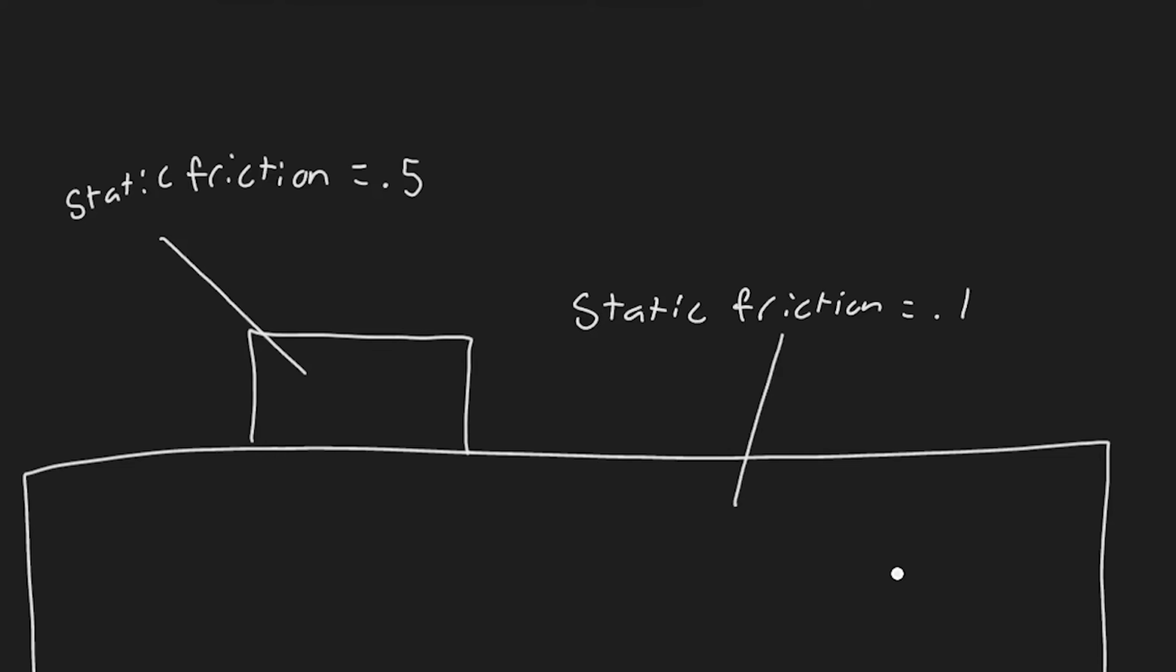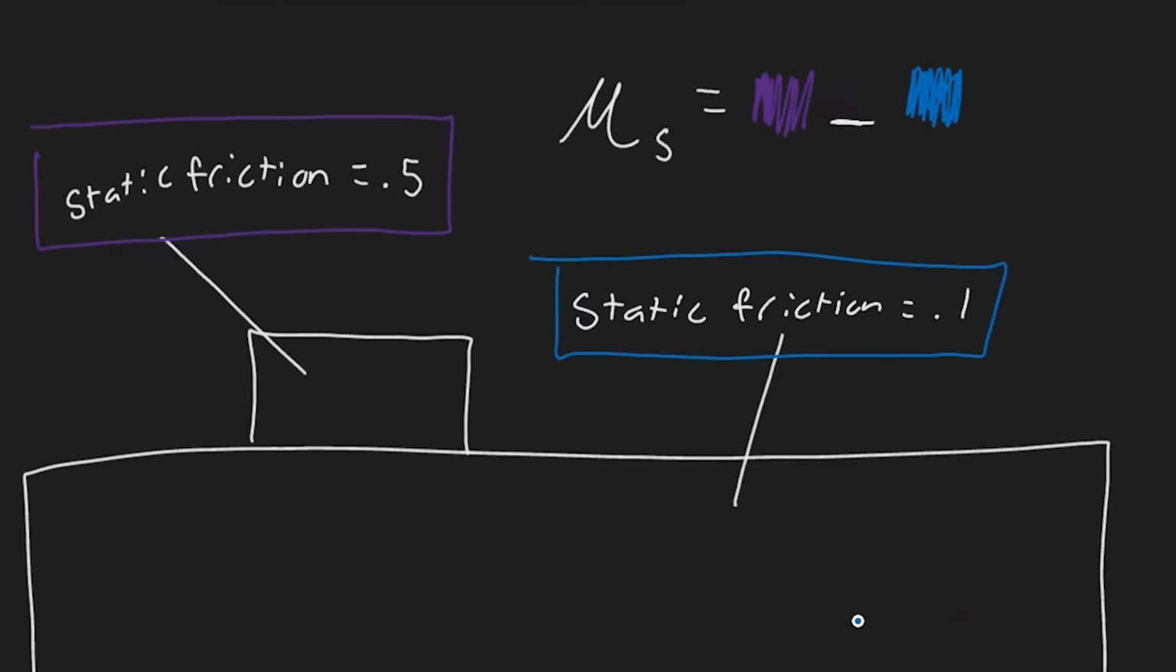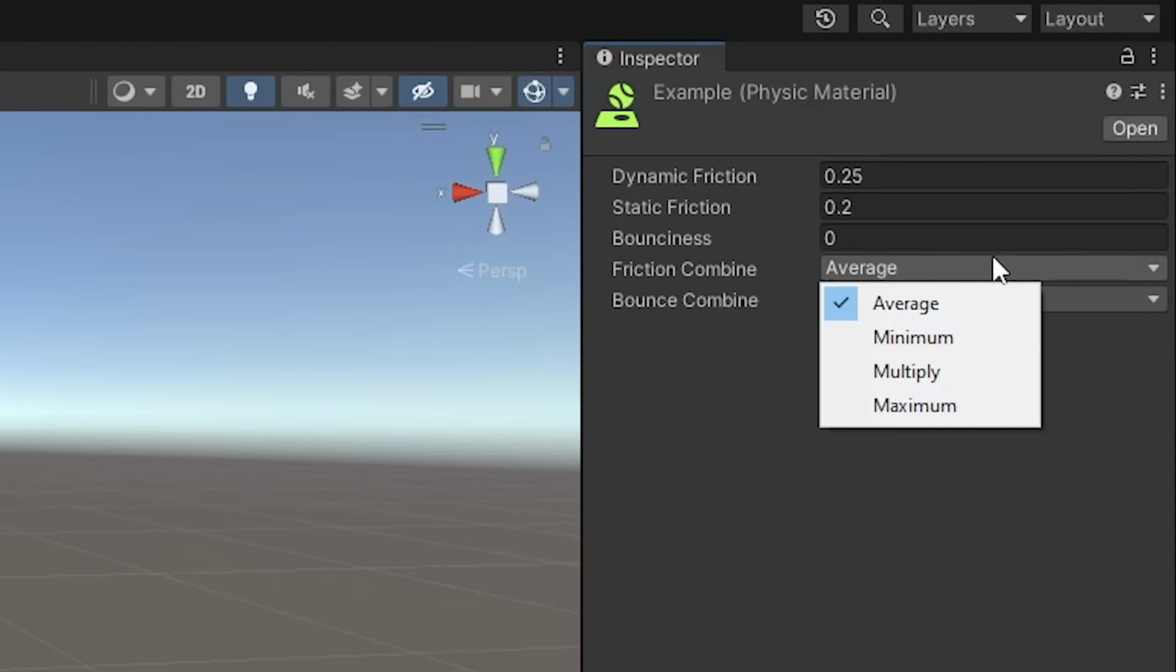The friction value you set isn't necessarily going to be your coefficient of friction. Instead, what happens is the friction value of one object gets combined somehow with the friction value of the other object to get a coefficient of friction used in the calculation. These combination types are maximum, minimum, average, and multiply. These names are pretty self-explanatory on how the coefficient of friction is obtained.